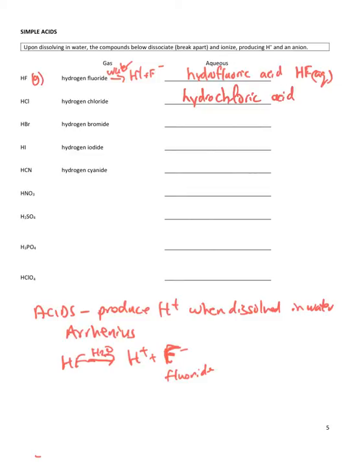HBr in the gas phase is hydrogen bromide. When dissolved in water, it's going to be hydrobromic acid. HI, hydrogen iodide, if it's in the gas phase, when dissolved in water, it's going to be hydroiodic acid.